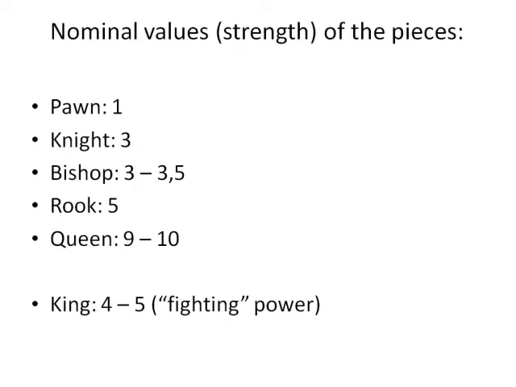Okay, let's quickly revisit the nominal values, the strength of the pieces. I'm pretty sure that you're all very much acquainted with this list. The pawn is normally worth 1 point, the knight is 3 points or pawns, the bishop's worth is 3 to 3.5, the rook is worth 5, and the queen is worth 9 to 10 points. And sometimes in this kind of list you also see the king coming up, and we can normally appoint 4 to 5 points fighting power to the king.